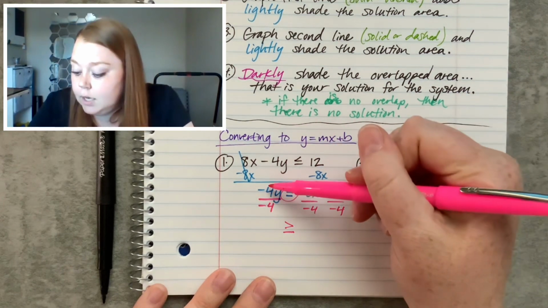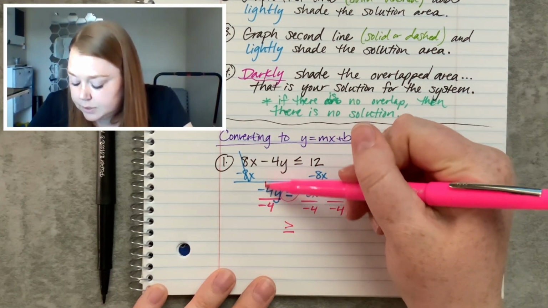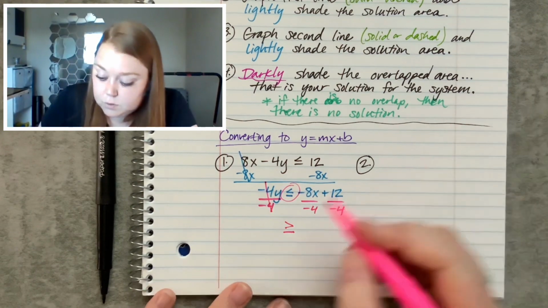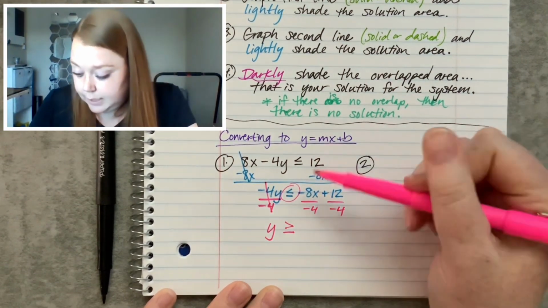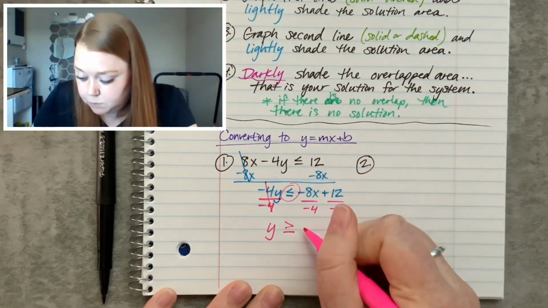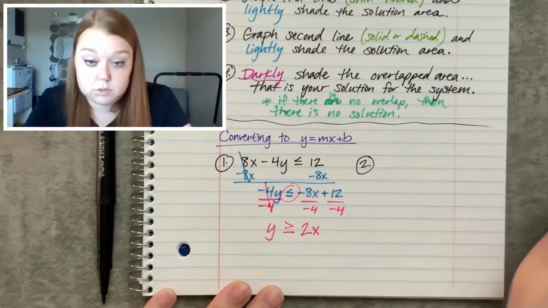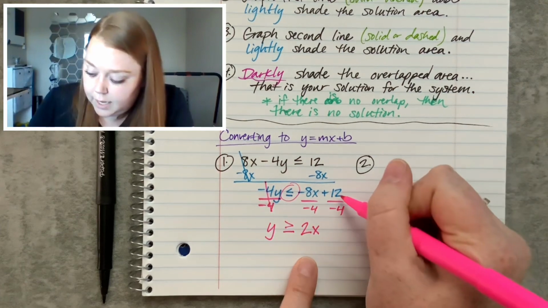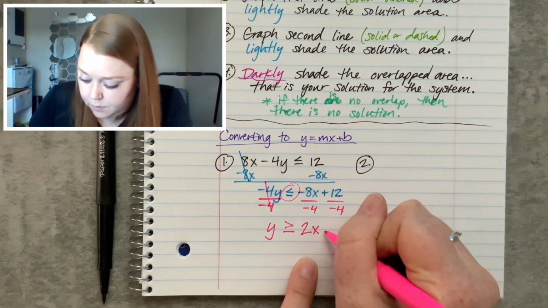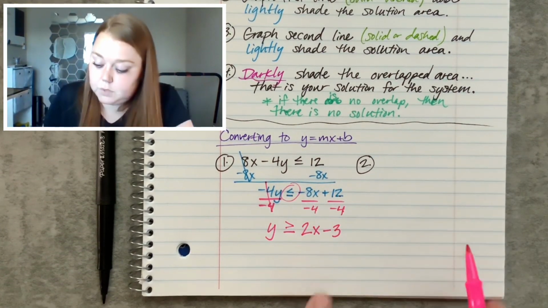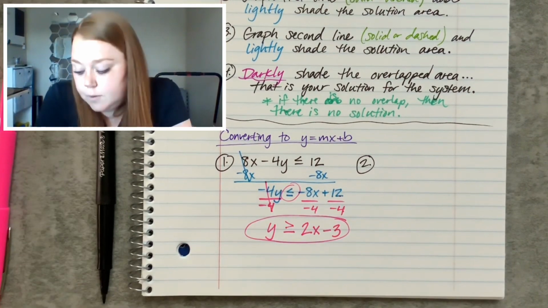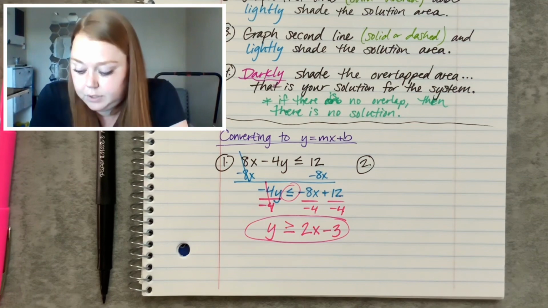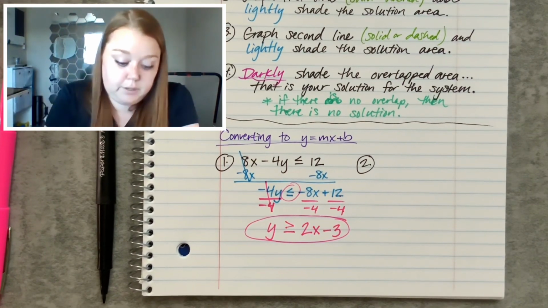Okay, let's see what simplifies. Negative 4 divided by negative 4 is 1. 1y is just y. Negative 8 divided by negative 4 is positive 2. So my slope is 2. So we got 2x there. And positive 12 divided by negative 4 is negative 3. So my final inequality here in slope-intercept form would be y is greater than or equal to 2x minus 3.